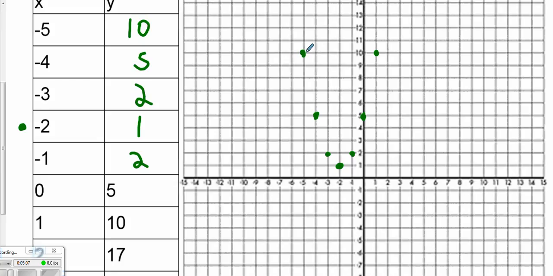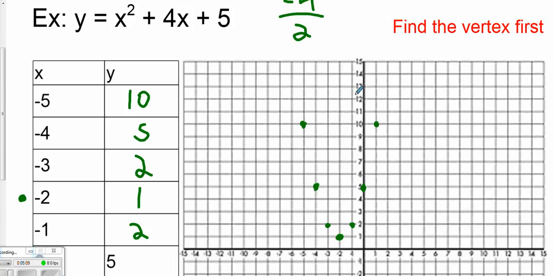-5, we're up at 10. Everything else goes a little too far off the chart. So those are our dots. We would just connect them, and there's our parabola.